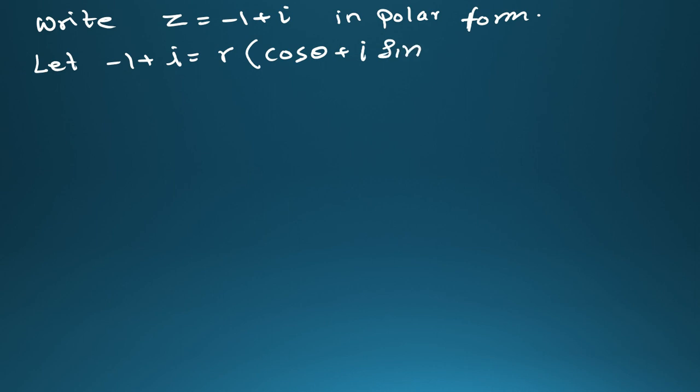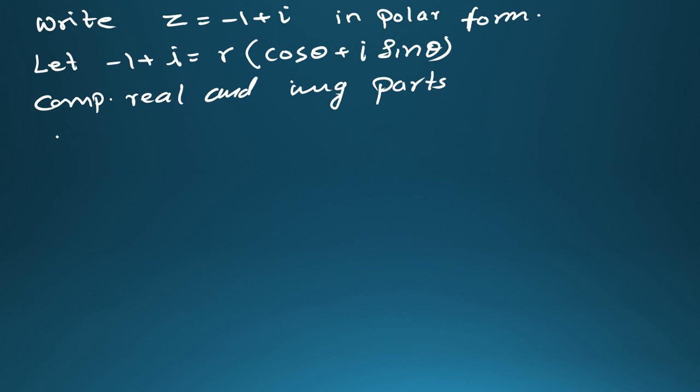Okay, so what's that process? I'm following the process so that you can easily understand this. Let minus 1 plus i is equal to r (cos theta plus i sin theta). Now comparing real and imaginary parts, what will you get? r cos theta is equal to minus 1 and r sin theta is equal to plus 1.